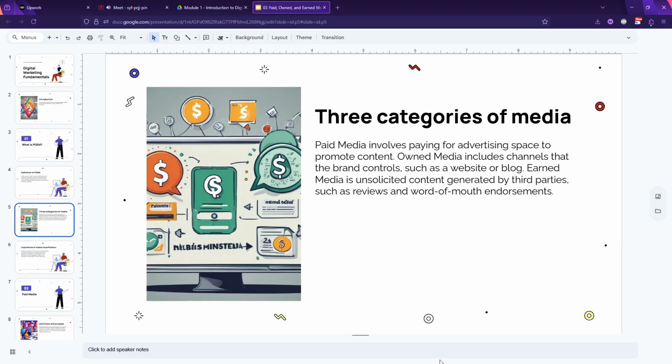Even the ads that we see in newspaper, even those are a form of paid media because the company is initiating the process of marketing themselves using the advertising space. There's Google. If we put ads on Google, if we put ads on social media or on any website or blog.